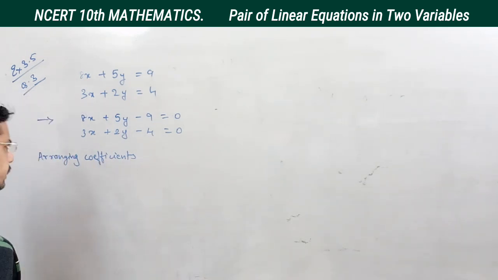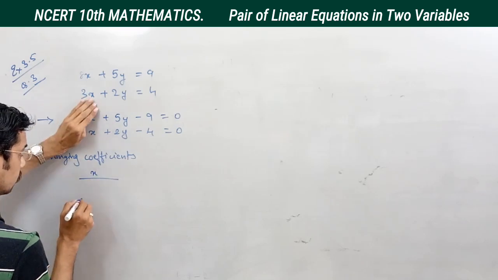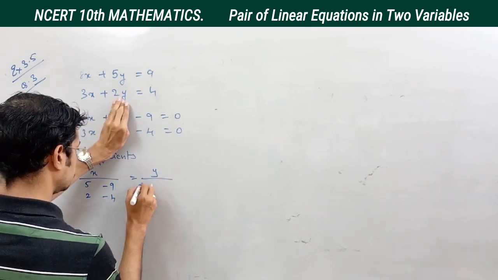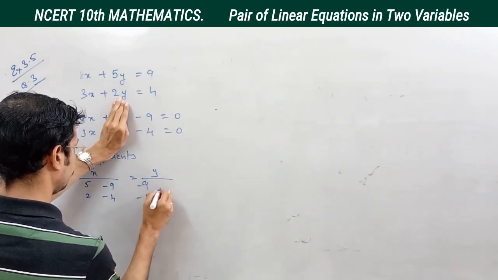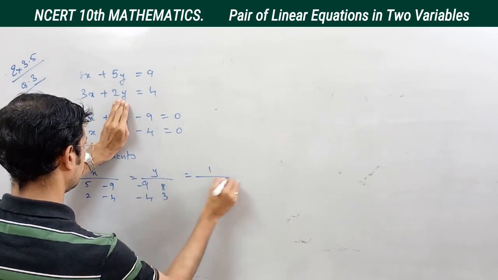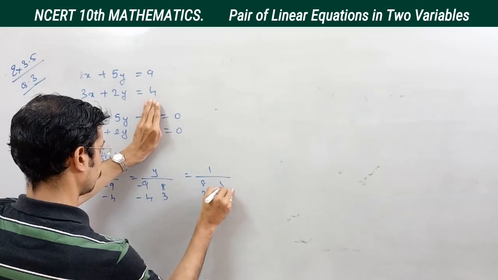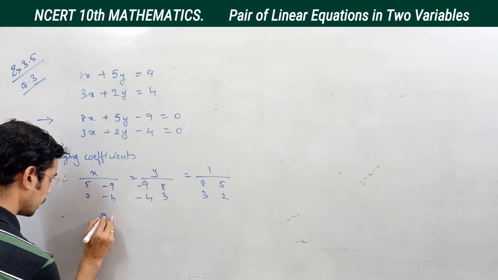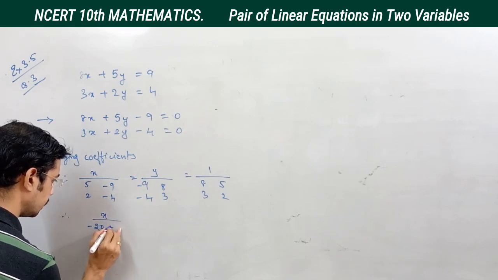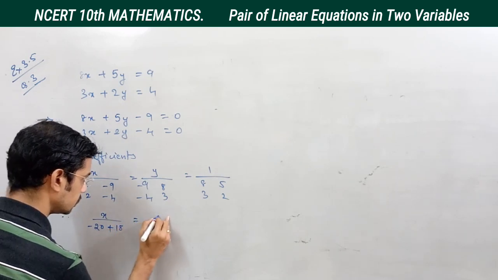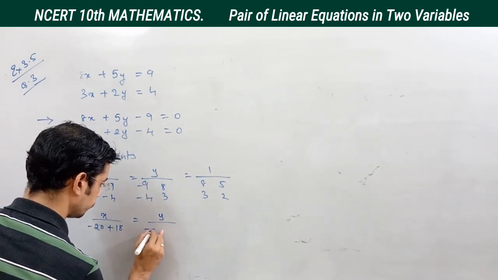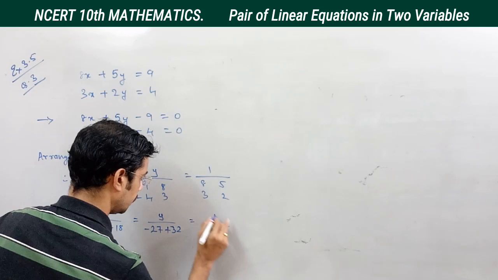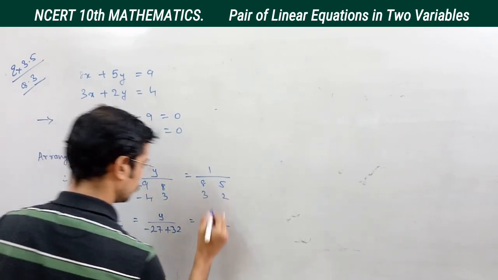So how to arrange the coefficients? We know that x by, we have 5, 2, minus 9, and then minus 4. This is y by, this is minus 9, minus 4, and then we have 8 and 3. We have 1 by 8, 3, 5, 2. Therefore x by 5 fours are 20, minus of minus 9 twos are 18. This is equal to y by 9 threes are 27, minus 27, minus minus 8 fours are 32, and that is equal to 1 by 8 twos are 16, minus 5 into 3 is 15.